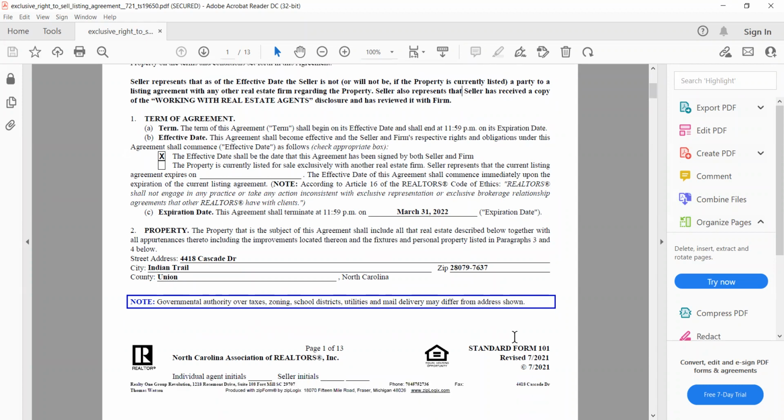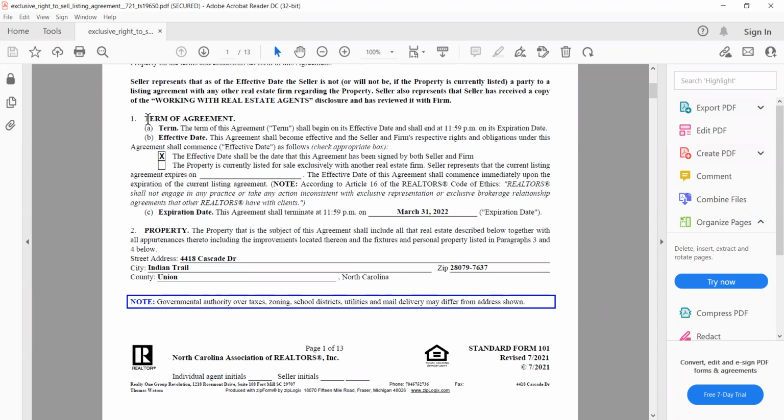All right. That's also important because when you sign this listing agreement, guess what? That property has to go in the MLS within 48 hours, right? So the dates, they're important.